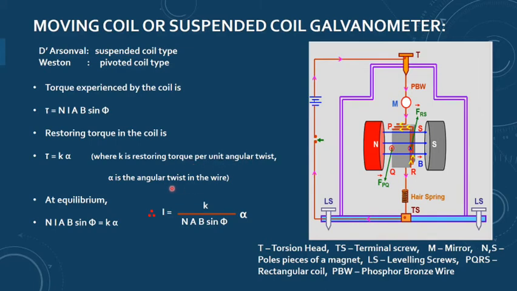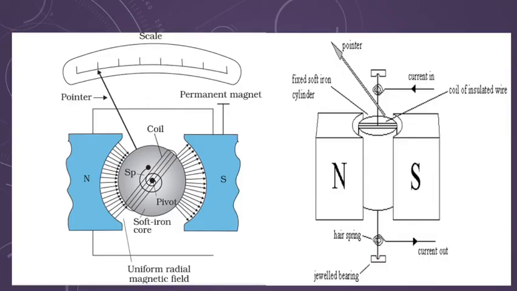As a result, when current is passed through this coil, the current is directly proportional to alpha, and the whole K upon NAB sin phi acts as a constant. It is your galvanometer constant, which can be written as capital G.